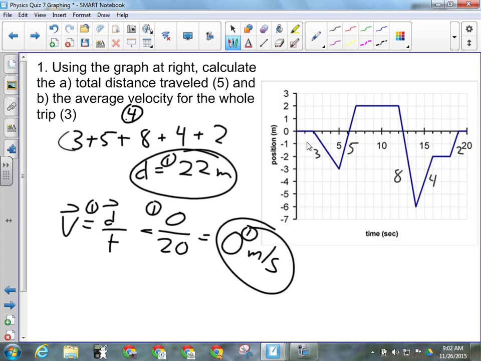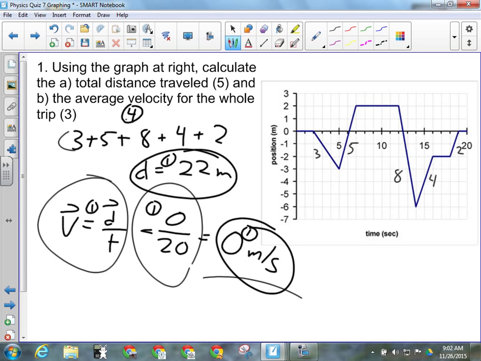All right, and then the second part, what's the average velocity for the whole trip? 0. Average velocity for the whole trip is 0. If they showed v equals d over t, 0 over 20, 0. I was feeling really generous for some reason today. So that one's out of 8 marks in total. Questions on number 1?